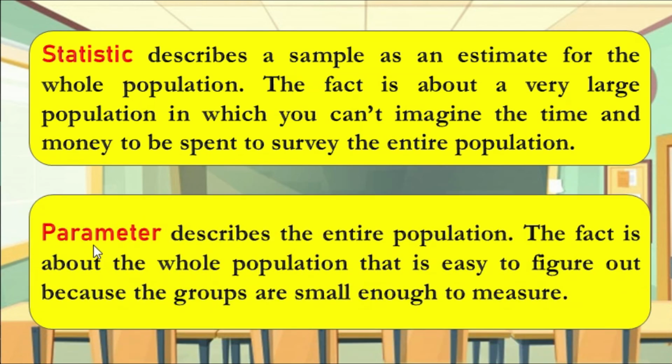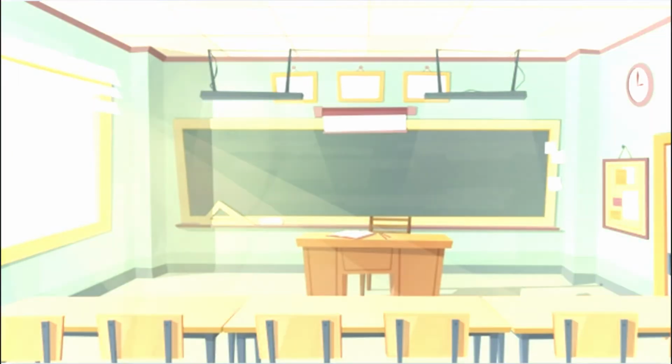However, if you will say parameter, it describes the entire population. The fact is about the whole population that is easy to figure out because the groups are small enough to measure. If the entire population is just countable, you need to consider all of them as part of your data gathering. So it's easy for you to consider the entire population in gathering the data.